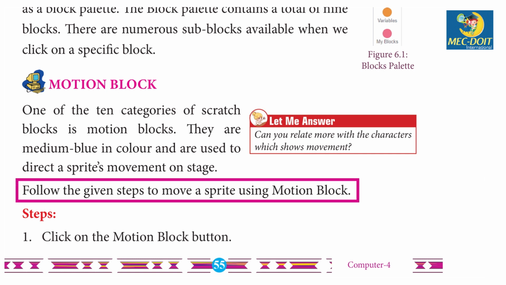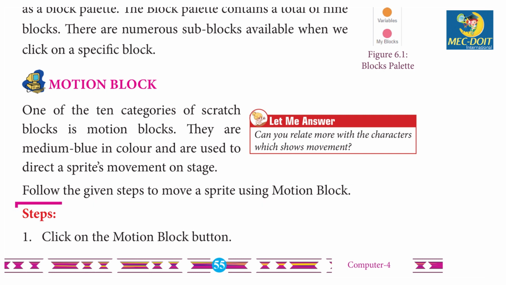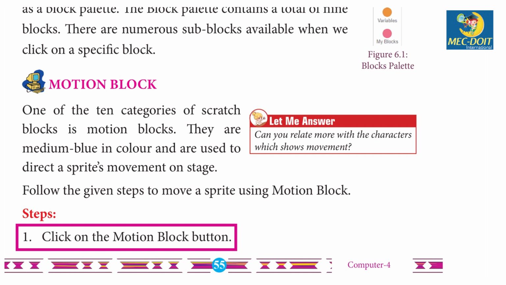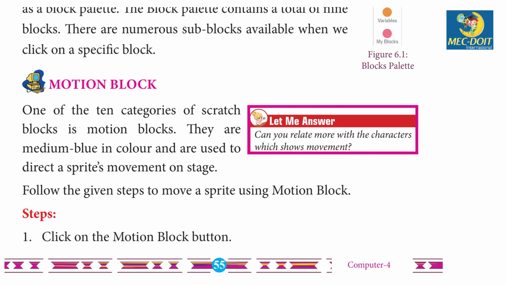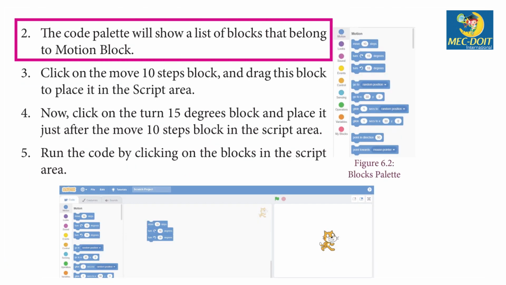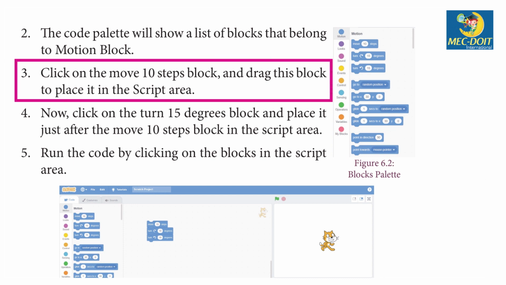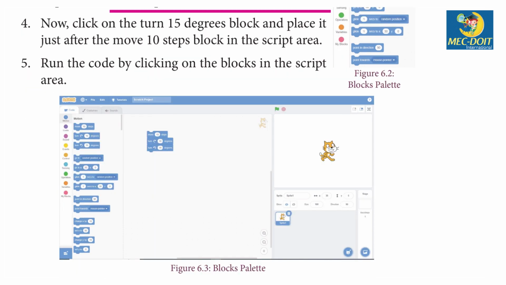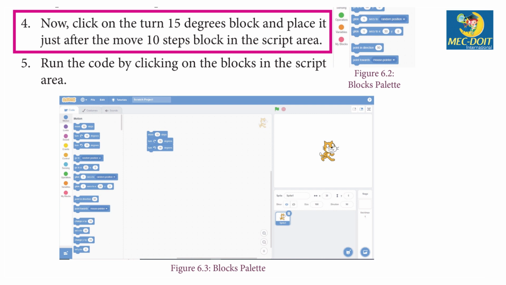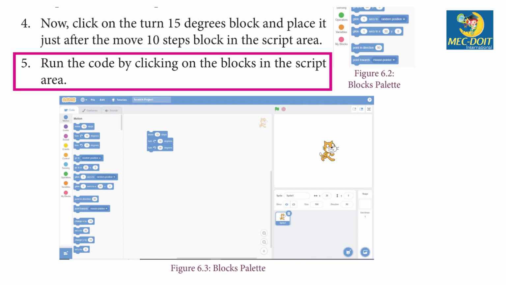Follow the given steps to move a sprite using motion block. Step 1. Click on the motion block button. Let me answer. Can you relate more with the character which shows movement? Step 2. The code palette will show a list of blocks that belong to motion block. Step 3. Click on the Move 10 step block and drag this block to place it in the script area. Step 4. Now click on the Turn 15 degrees block and place it just after the Move 10 step block in the script area. Step 5. Run the code by clicking on the blocks in the script area.